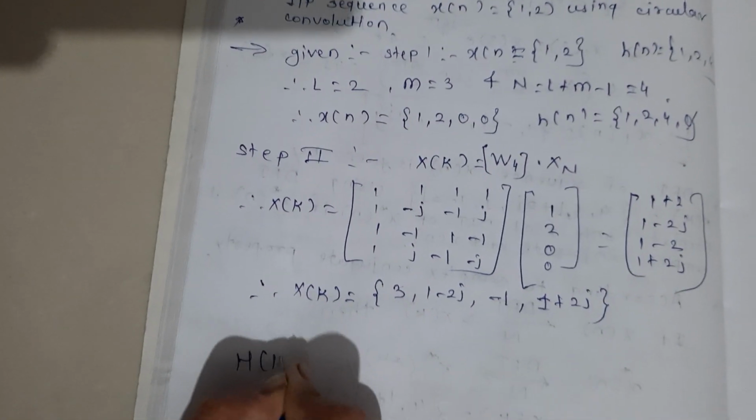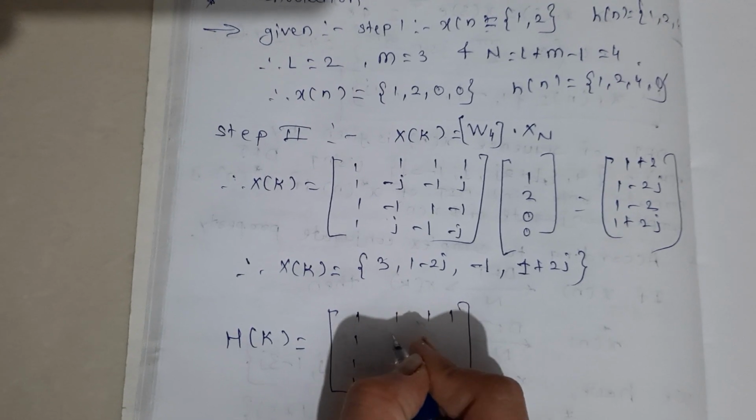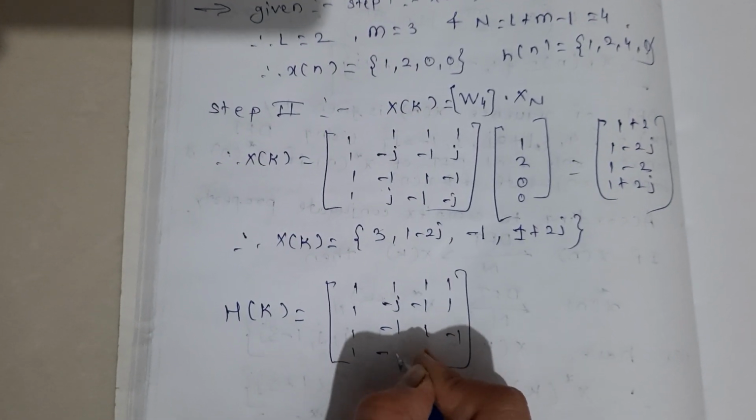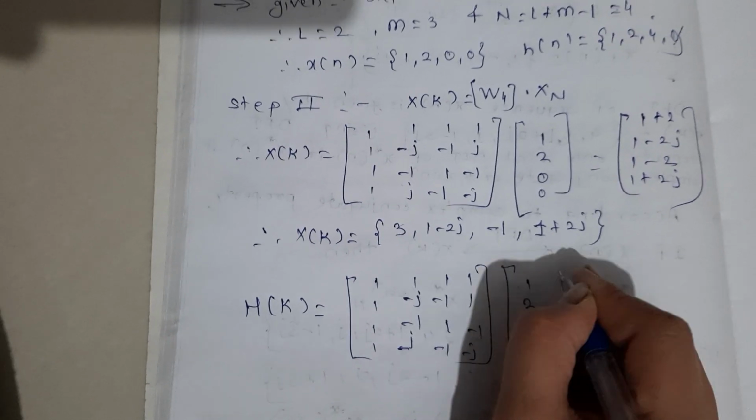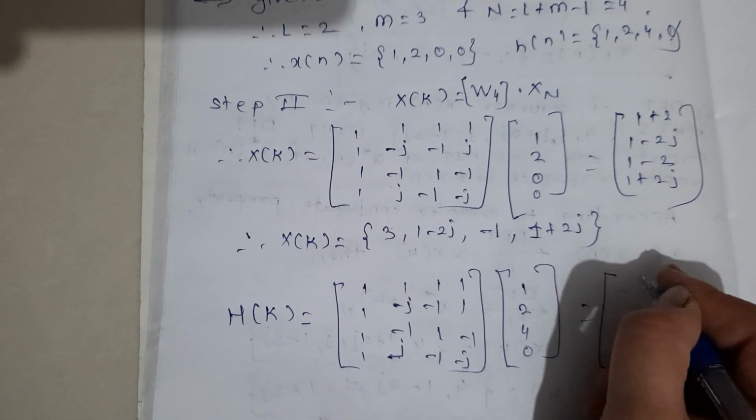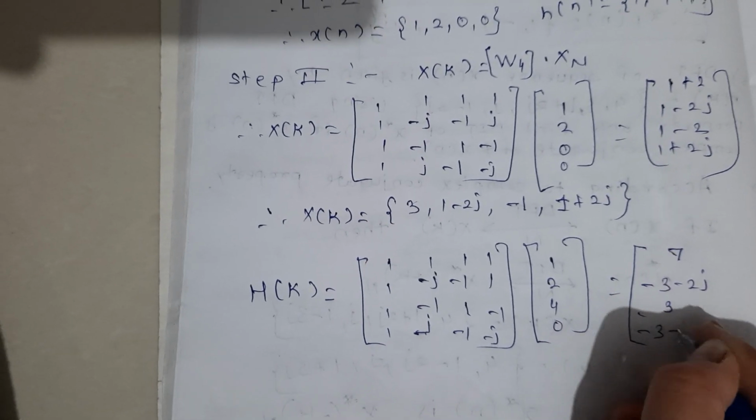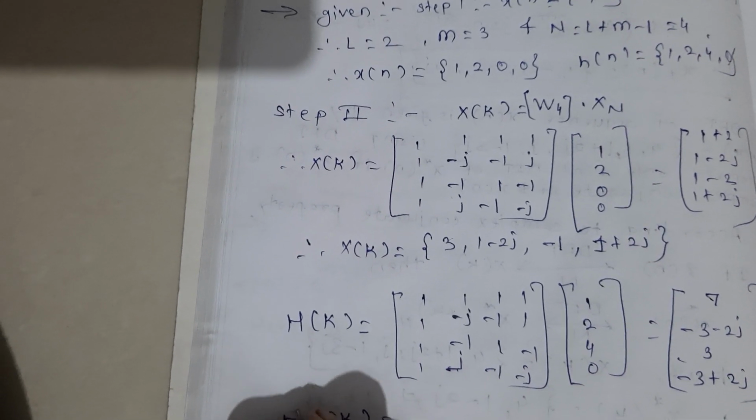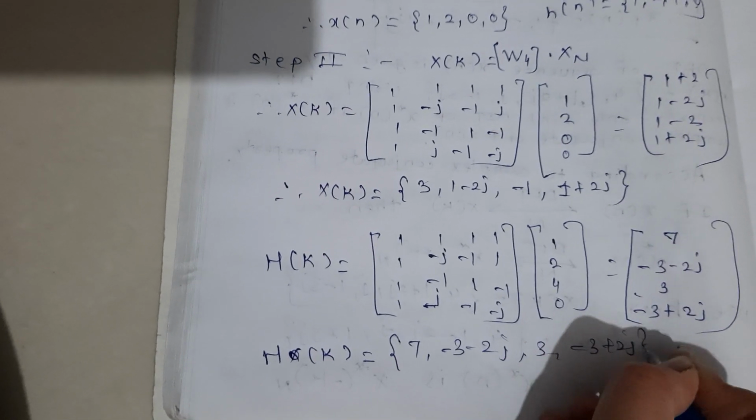Similarly H(k) is equal to the same matrix into 1, 2, 4, 0. So by solving we get 7, minus 3 minus 2j, 3, and minus 3 plus 2j. So we can write H(k) is equal to 7, minus 3 minus 2j, 3, and minus 3 plus 2j. This is the sequence for H(k).